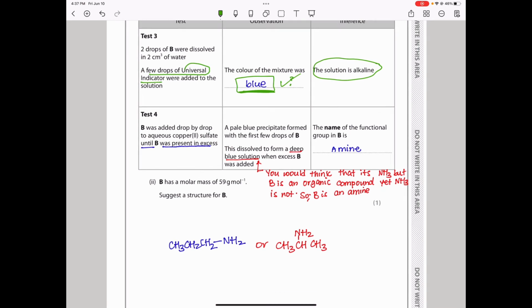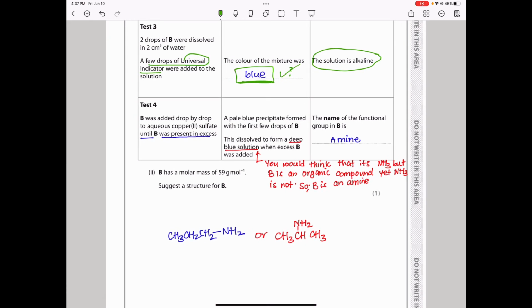So let's see. The next part says B has a molar mass of 59 gram per mole. Suggest the structure of B. We know it has this functional group. And then we just fill up the rest, which is going to get this. And again, the question said this has only one functional group.